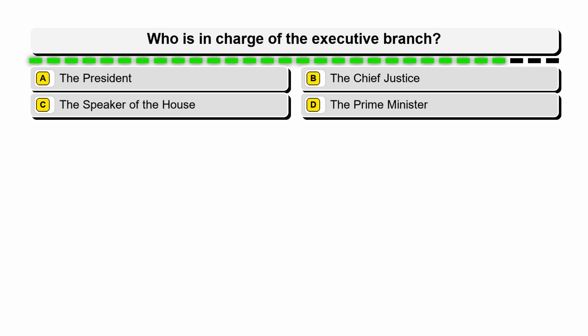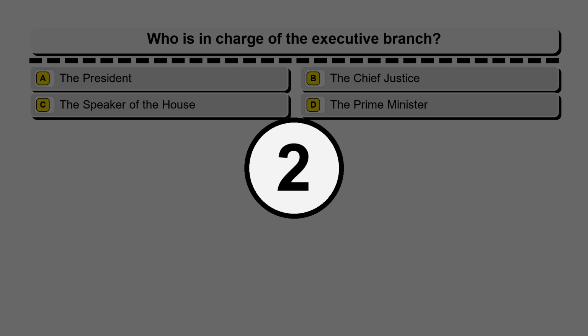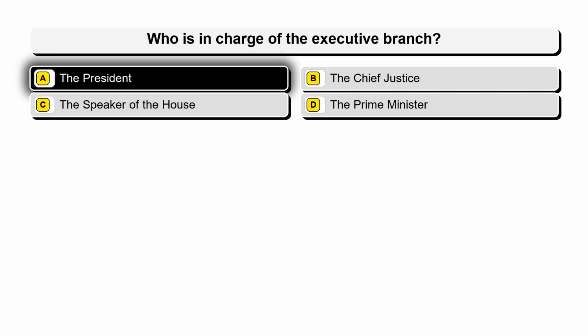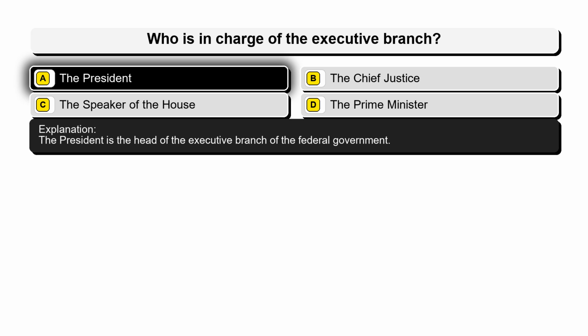Question 55. Who is in charge of the executive branch? Option A, the President. Option B, the Chief Justice. Option C, the Speaker of the House. Option D, the Prime Minister. The correct answer is option A, the President. The President is the head of the executive branch of the federal government.